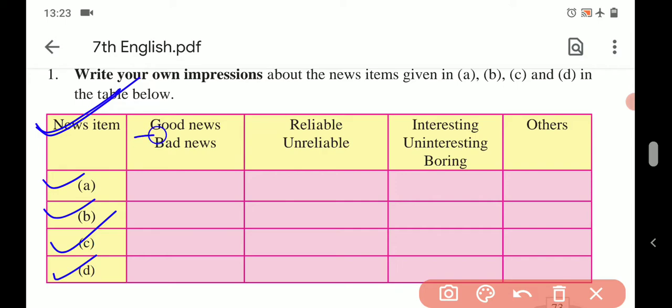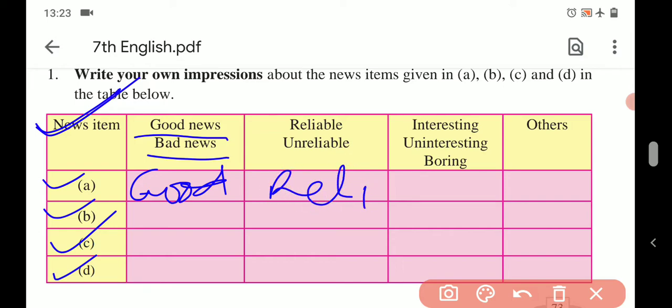What do you think? Whether it is good news or bad news? So I will go with good. It is good news. Next, reliable or unreliable? Believable or unbelievable? Yes, of course, it is reliable. Next, interesting, uninteresting or boring? I am choosing interesting. So those who want to cheat, they will find that this news is uninteresting or boring for them. Other, what other remark can be written? So whatever information given in it that is useful, that is motivating. Again, many of the things we can consider for each.